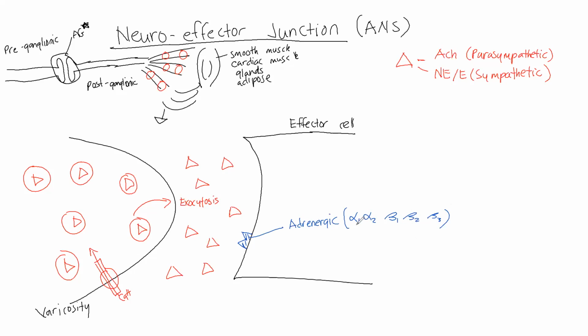And then obviously, remember, the second messenger is going to differ, right? This only uses IP3, sorry. And these three are going to use cyclic AMP. So just making that connection of the actual mechanism here as well.